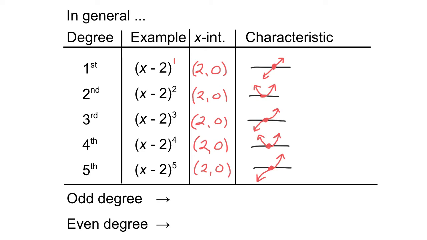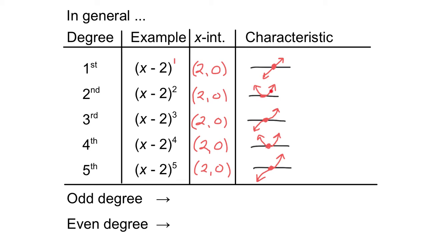Okay, so as you can see, when the exponent on your factor in the equation increases, the behavior of the function at that x-intercept changes. We can see it repeats. So when you have an exponent of 1, the function goes straight through, but when it's 2 or any even number, it's a full turning point.